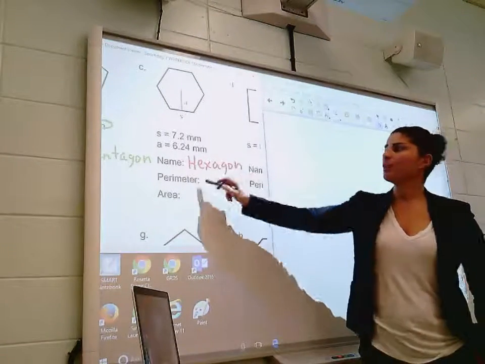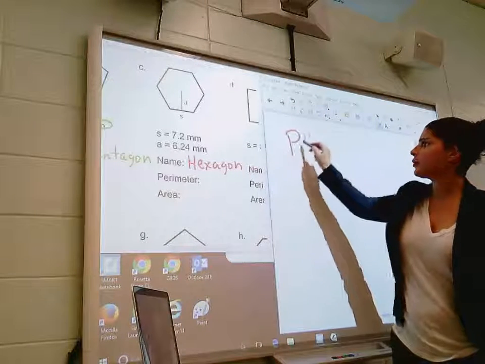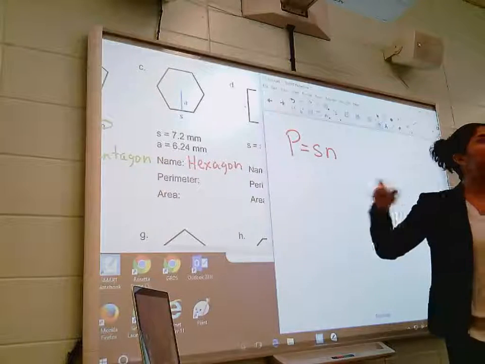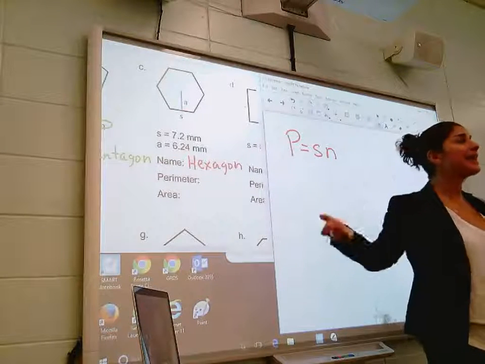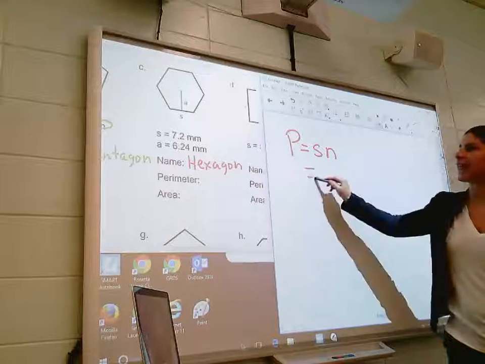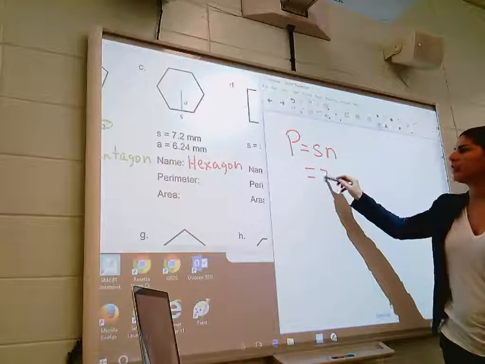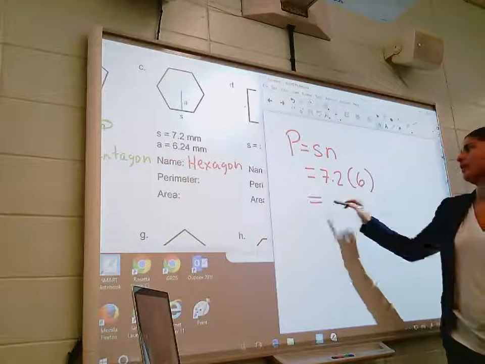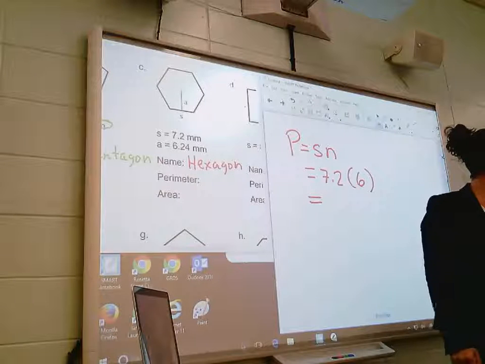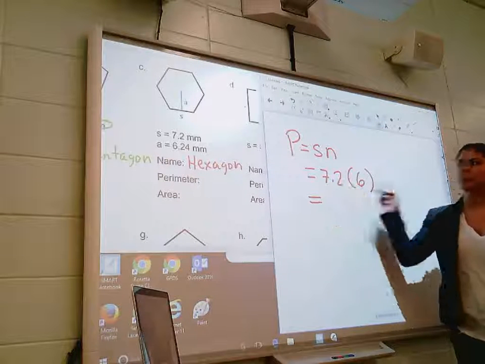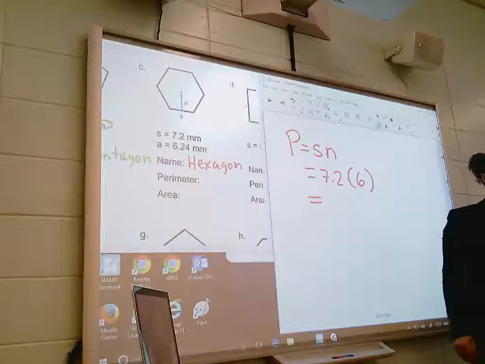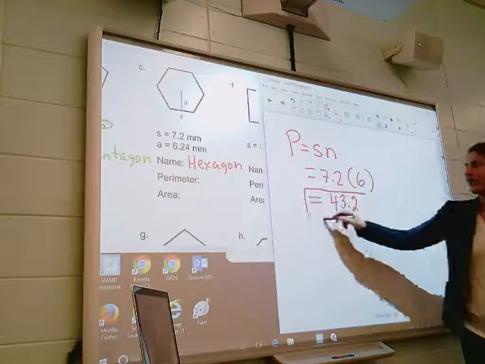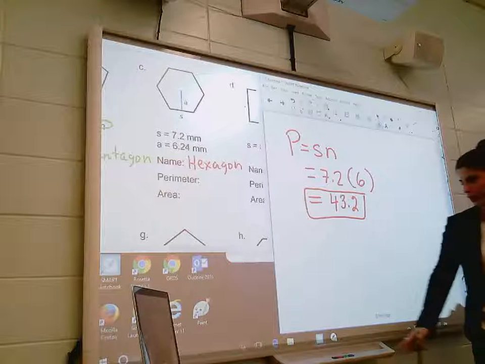Hexagon. The perimeter is equal to SN. SN is perimeter. Side length, 7.2. Number of sides, 6, because it's a hexagon. I do 7.2 times 6 to give me an answer of 43.2. What is this, 43.2? The perimeter.